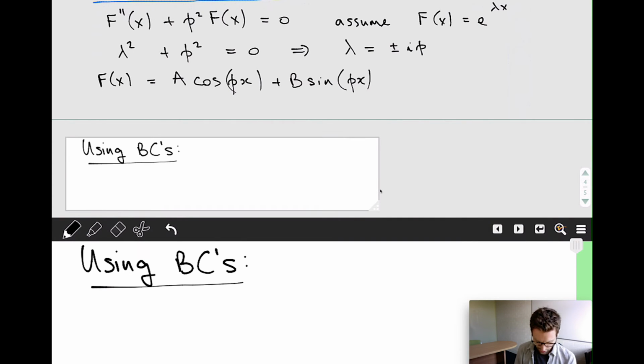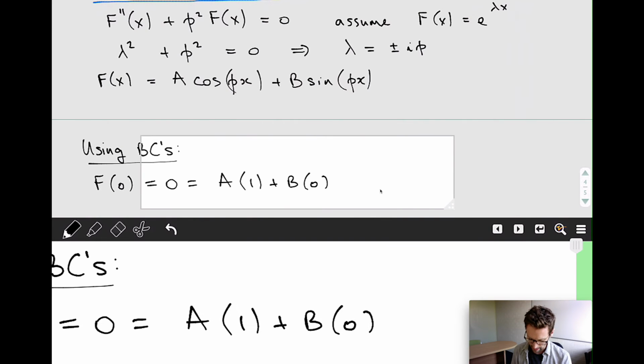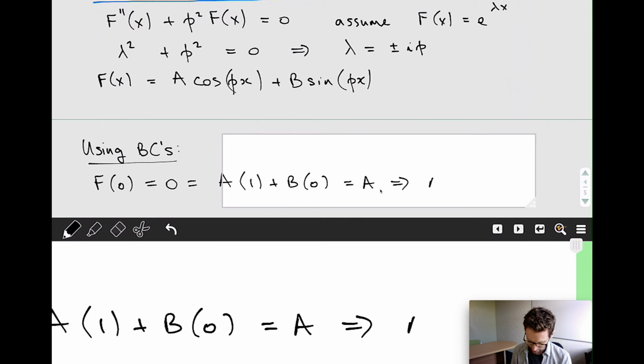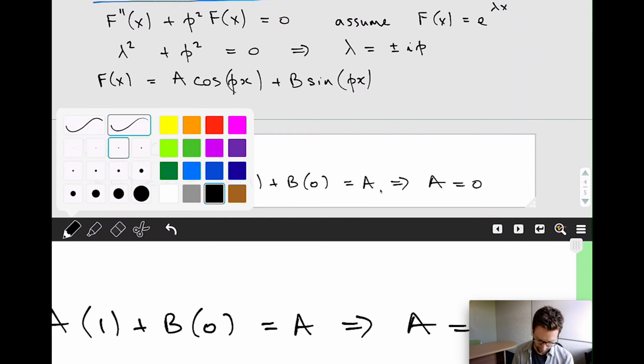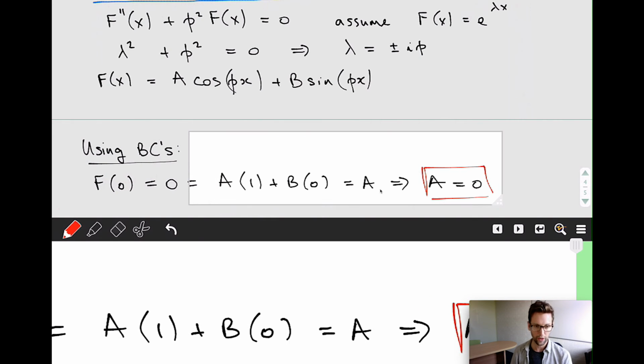So the first boundary condition was at x is equal to 0, f is equal to 0, which is going to give me a times cosine of 0 is 1, plus b times sine of 0 is 0, so it gives me a. So that implies that a is just equal to 0. Okay, so now I'm left with just f of x is equal to b sine px.